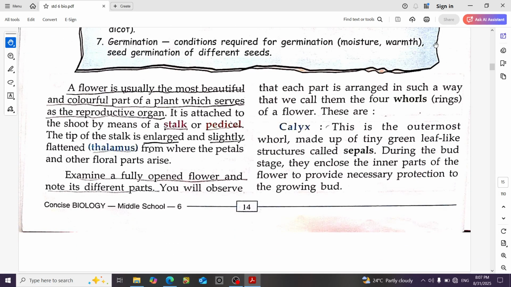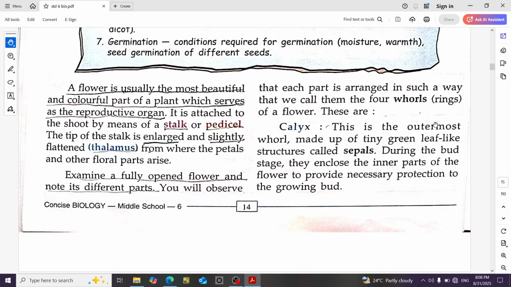So we already know that a plant has different parts. Flower is the most beautiful, colorful part of the plant. What is the main purpose of a flower? It is a reproductive organ. It is attached to the shoot by means of a stalk or pedicel. The tip of the stalk is enlarged and slightly flattened, the thalamus, from where the petals and other floral whorls arise.